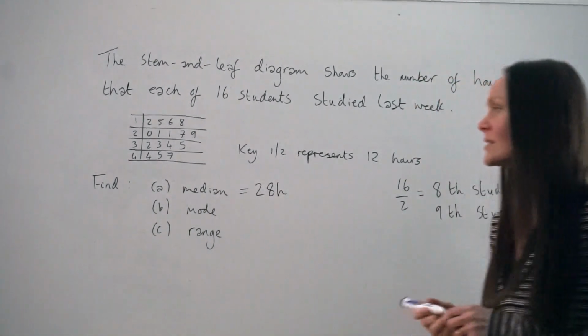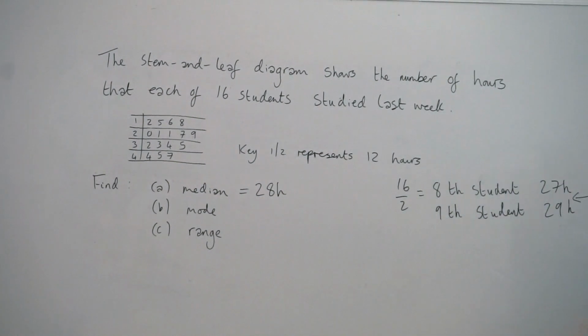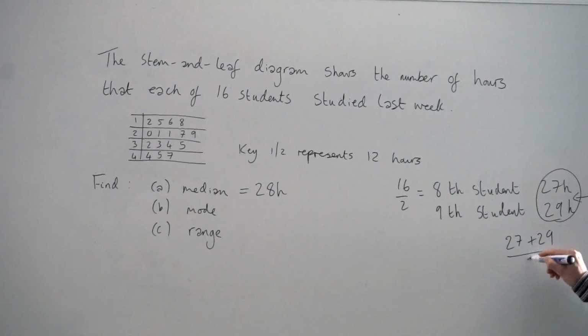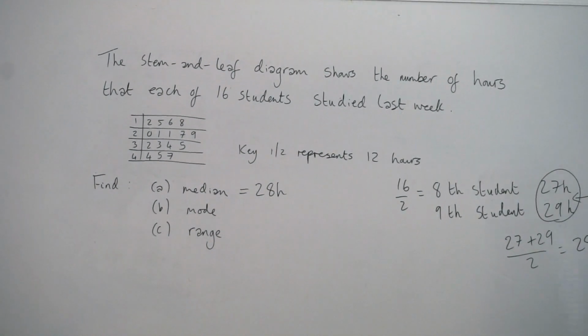Now, if you had a harder question and it wasn't so easy to spot that it was just 28 in the middle of those 2 values, what you can do is just work out the mean of those 2 values. So you would add them together and divide by 2, and that would give you the 28 that you need. On to the mode.